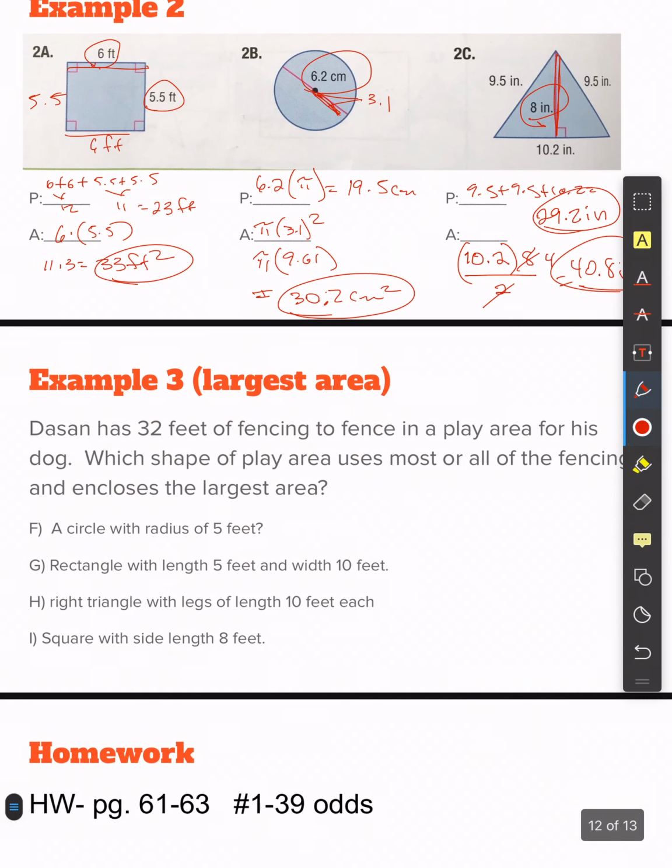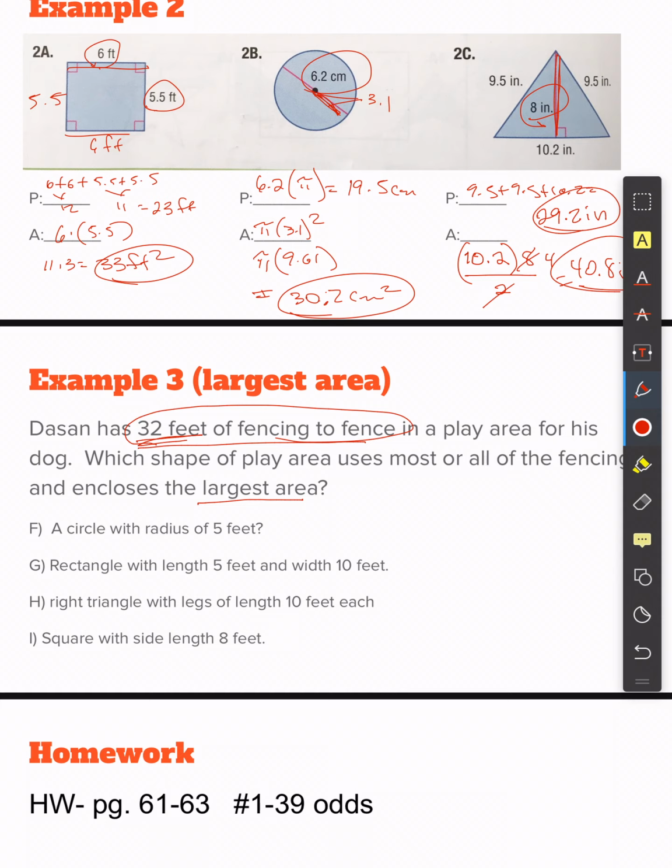The last thing, you guys, is they'll have you do a couple of these where they're asking you which one of these has the largest area. A circle, so there's 32 feet of fencing. So that's important to keep in mind. We can't go over 32 feet of fencing, right? So that's all he has. Which shape of play area uses the most or all of the fencing and encloses the largest area? So we want the largest area. We want it to use 32 feet if possible, but we cannot go over that, right? So let's just check this out.